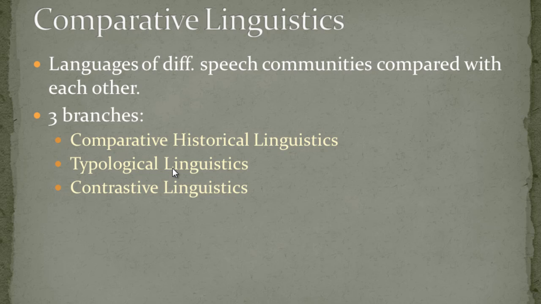Now, the last branch of comparative linguistics is contrasting linguistics. In contrasting linguistics, we compare and contrast any languages together for a practical purpose. For example, Vietnamese and South African languages obviously have no connection in typology or family relationship.